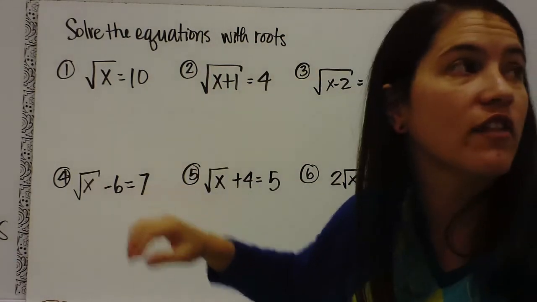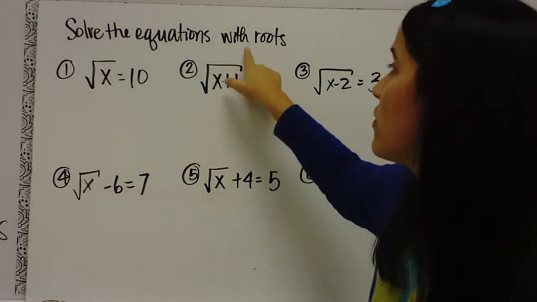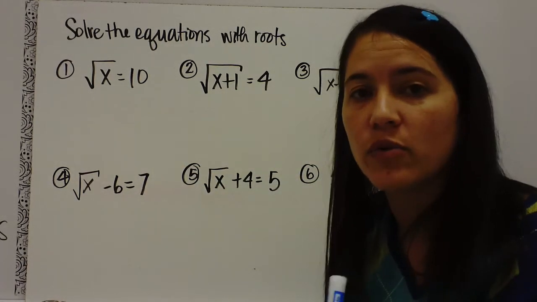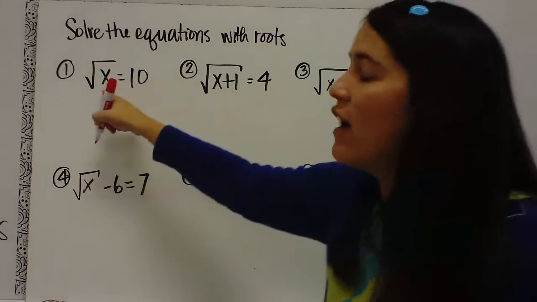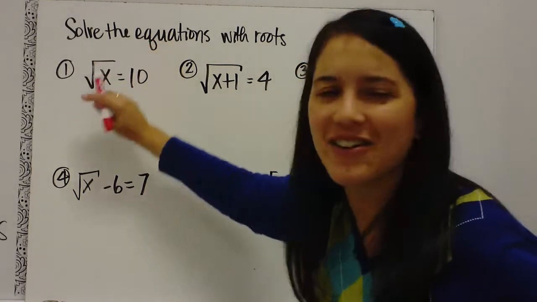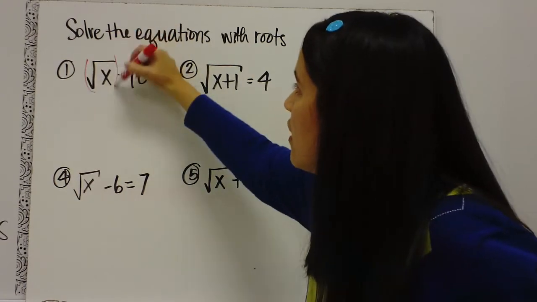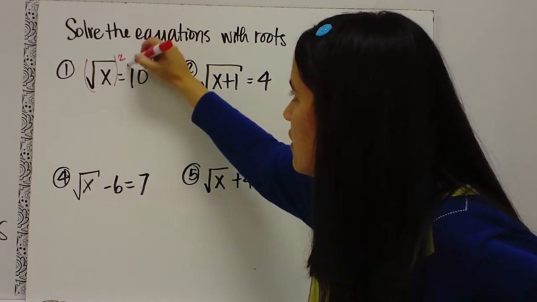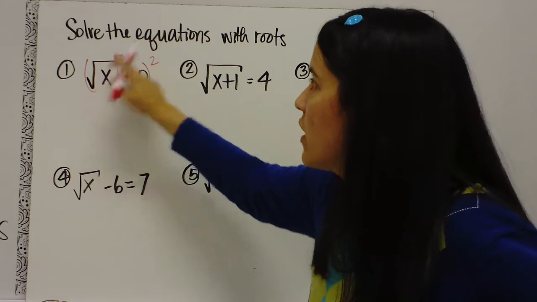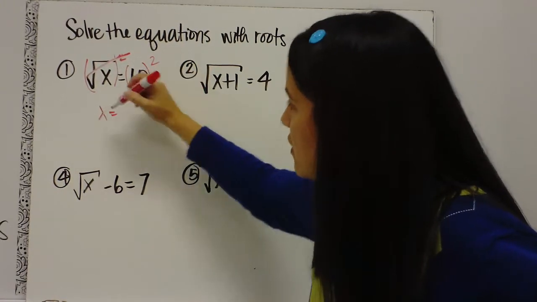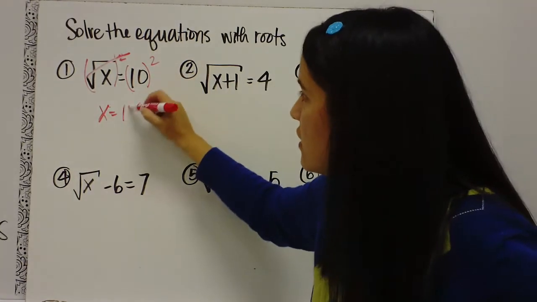Alright, so these are solve the equations when you already have the square root. So we practice. The opposite of a square root is to square a number. So if I have the square root of x and I want to get x by itself, I'm going to square each side. So notice the square root and a square are going to cancel out, and I'm left with x. And 10 squared is 100.